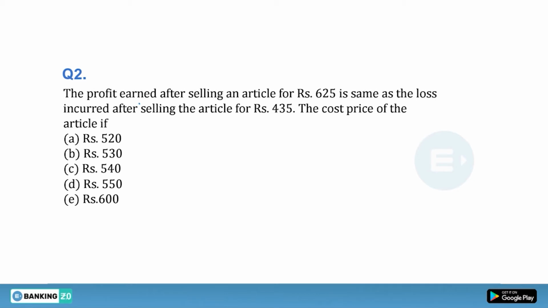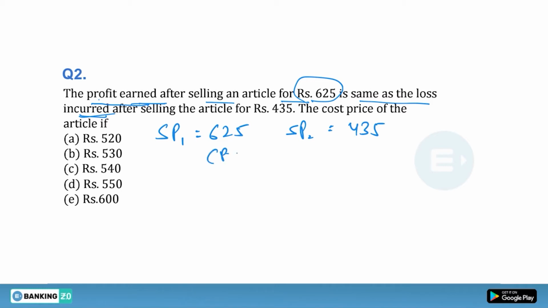So the profit earned after selling an item for rupees 625. Okay, so selling price we are given, SP1 is what? 625. Okay, and it is same as the loss incurred. So in the question it is given that the profit equals the loss. Okay, and SP2 we are given with 435. See, guys, cost price will be same because we are considering only a single article in both the transactions. Okay, so say the cost price is CP.